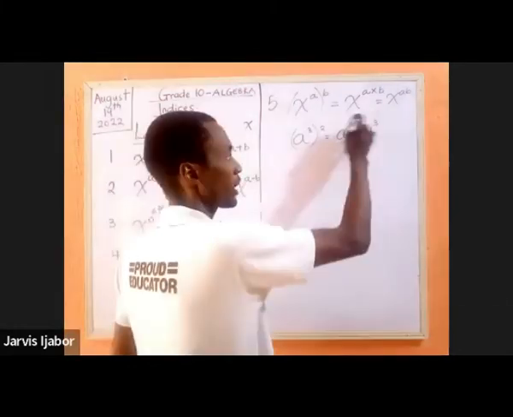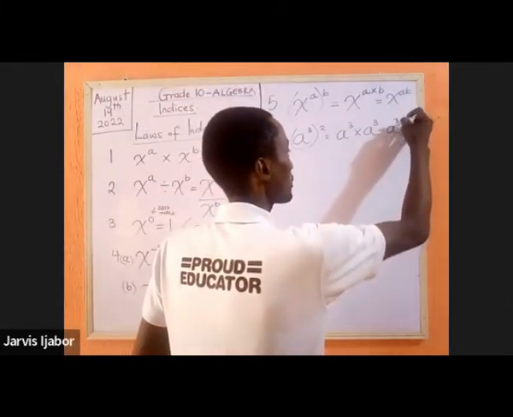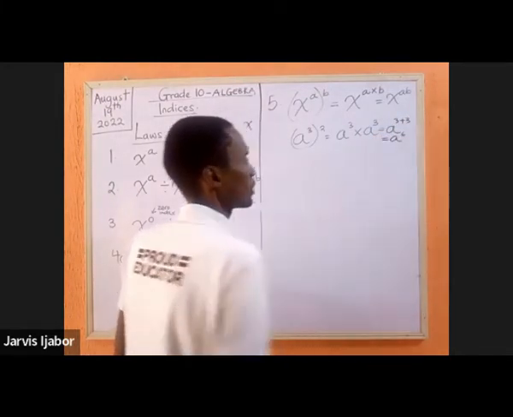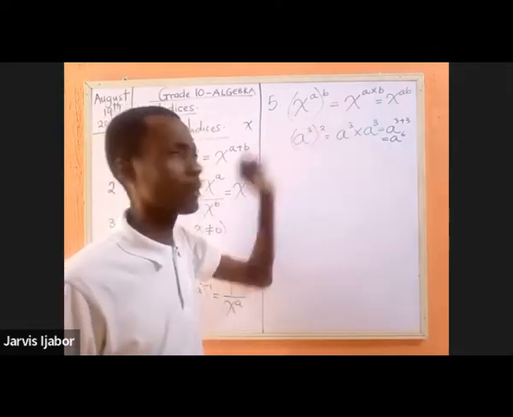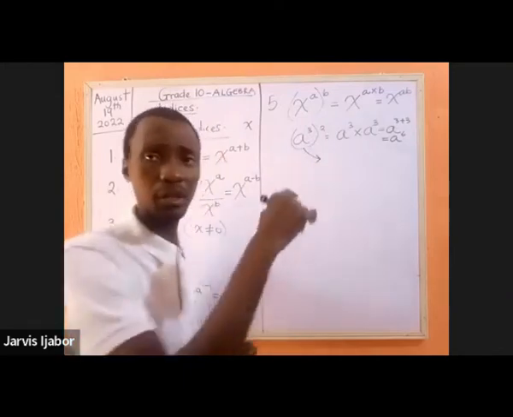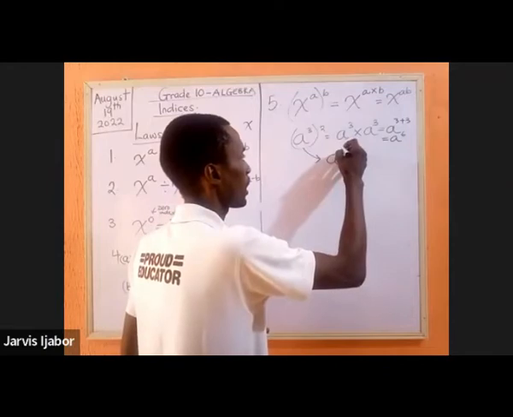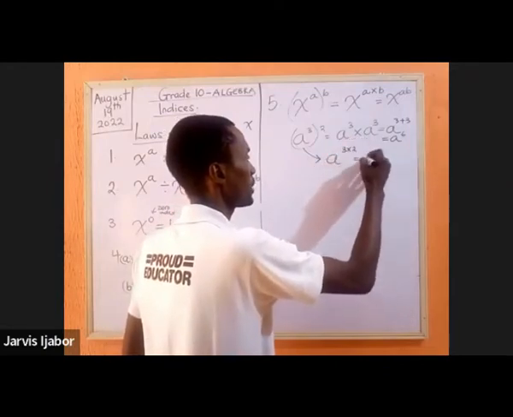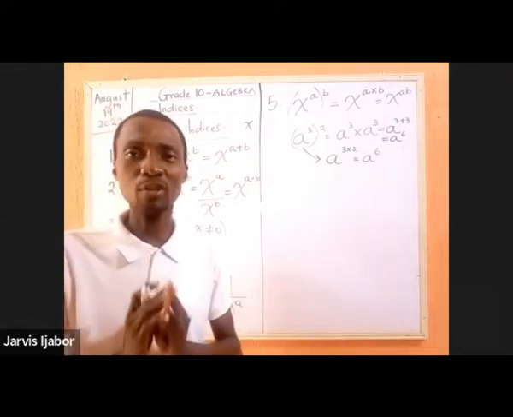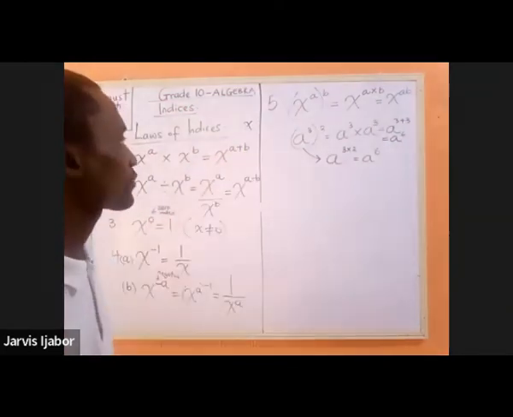Now, from your knowledge of what we have done from the first law, this will simply be a to the power of 3 plus 3, and that will be a to the power of 6. Don't you see that if I multiply 3 by 2, I'm going to get 6? So we can just say directly that a to the power of 3 raised to the power of 2 will simply be a to the power of 3 times 2, that is a to the power of 6. So you see that the concept of the laws is to make your work move faster. All right, so that's that for that law.